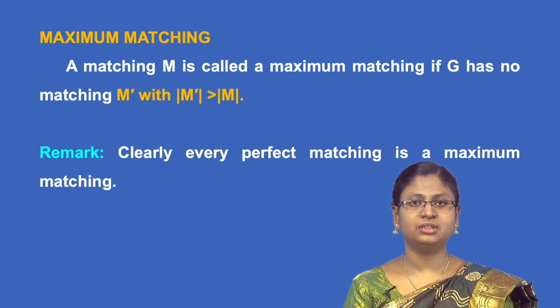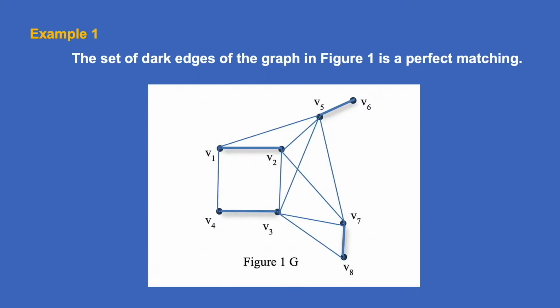Let us see a remark now. Clearly, every perfect matching is a maximum matching. Let us keep on going with an example of a perfect matching now. So, you will be seeing a figure on the screen now. Consider the figure, that is consider the graph. So, here you can see the darker edges, I am going to consider those edges alone, that is V1 to V2, V4 to V3 and V7 to V8, V5 to V6.